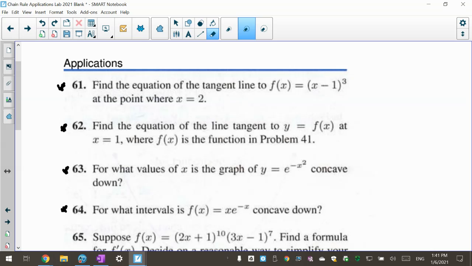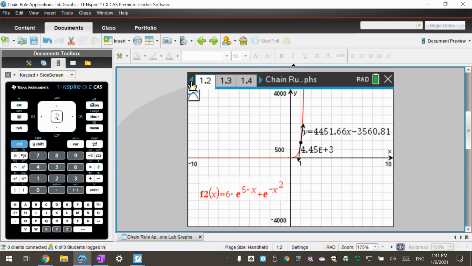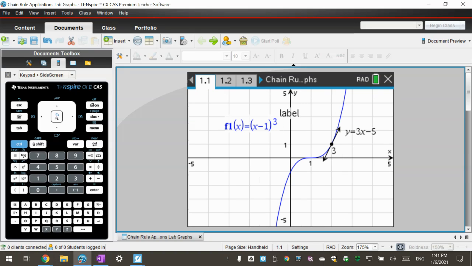It says find the equation of the tangent line to f of x equals x minus 1 cubed at the point where x equals 2. So before I start, I actually graphed this, and I'm going to go back to my first graph here. So here's x minus 1 cubed, and when x is 2, I've already done the work here. I see that the slope is 3, and I'm going to do the equation of the tangent line. So I already did this on the calculator, so I encourage that. So I now know that the equation of the tangent line is y equals 3x minus 5. Now, that will help me as I want to make sure as I go through everything that I'm doing it correctly.